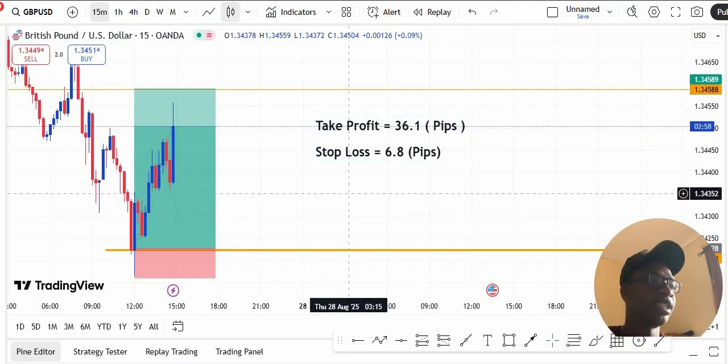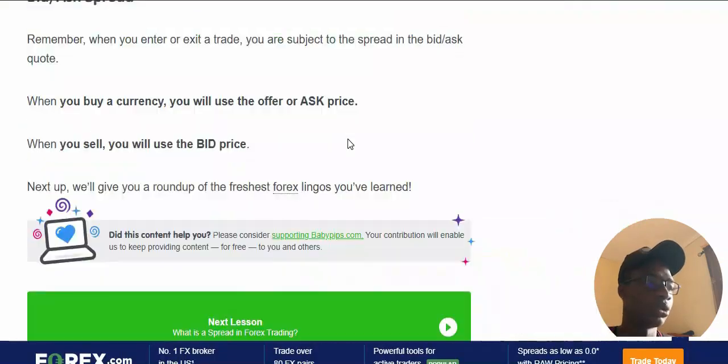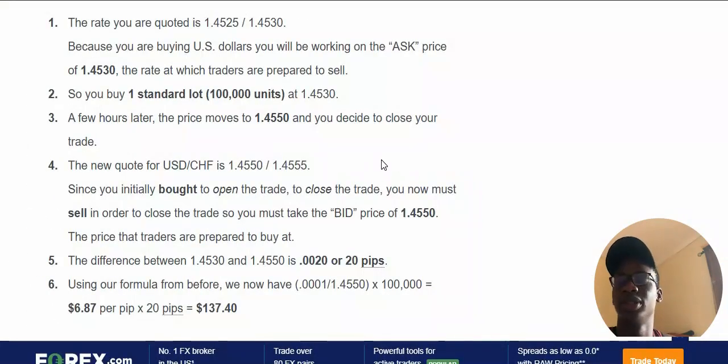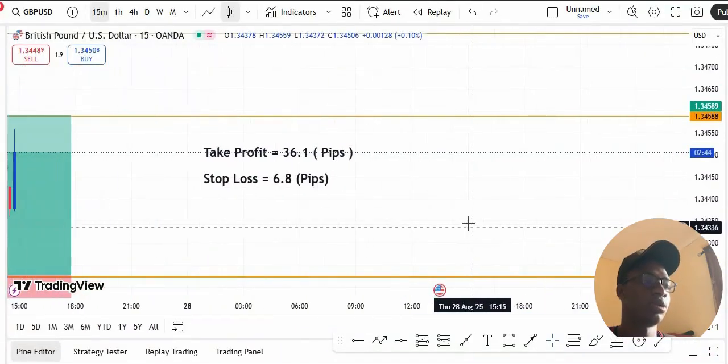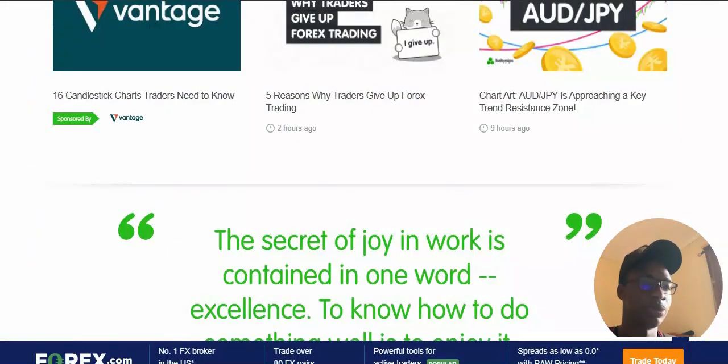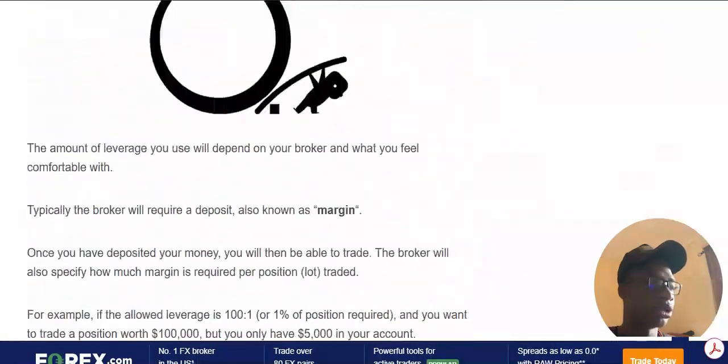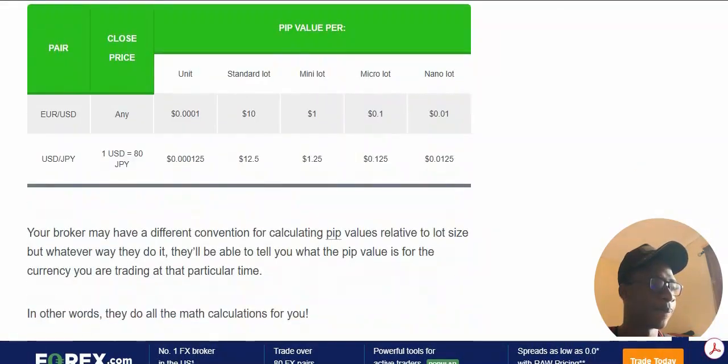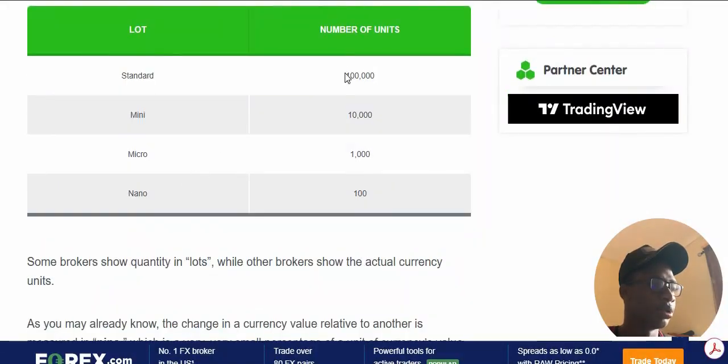Let's say for example, remember I said there are four types of lot size. We have the standard, the mini, the micro, and the nano. You get what I'm talking about. So let's start from 100 units. Remember we talked about units. We have a nano. So what we're going to do right now is count in tens.